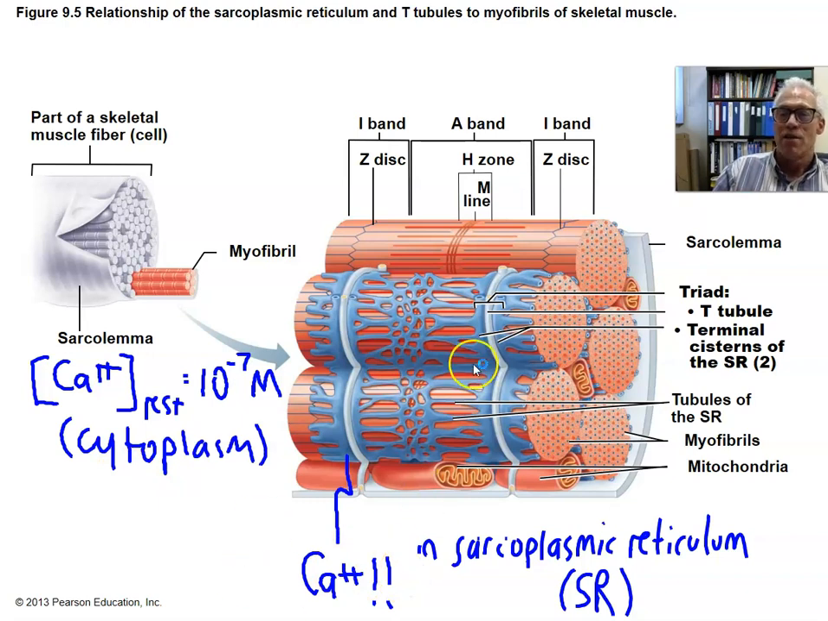But there's a lot of calcium stored inside the sarcoplasmic reticulum. That's our reservoir of calcium, and as we'll see, that'll be an important property of the muscle cell when it comes to turning on contraction.